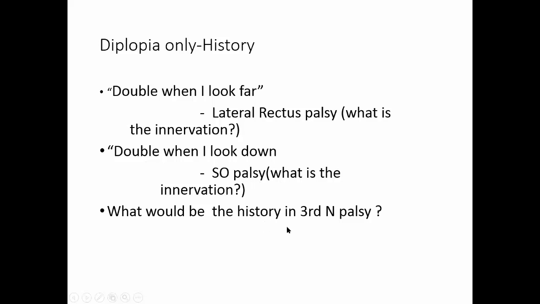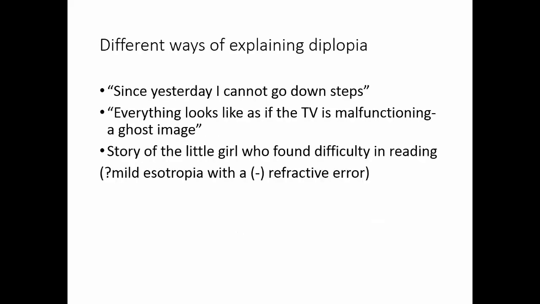What would be the history in third nerve palsy? It could be anything. It could be double looking far, double looking down, double looking near, because if the medial rectus is affected. So like that, third nerve palsy will not have a fixed history. Sometimes the patient will not explain them. These are the different ways of explaining. If the patient says can't go down steps, then that is looking down diplopia, that is superior oblique.